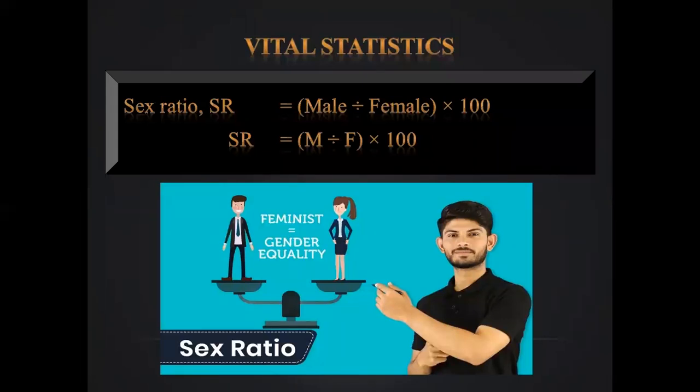Now, sex ratio SR equals male divided by female into 100. So, M divided by F into 100.